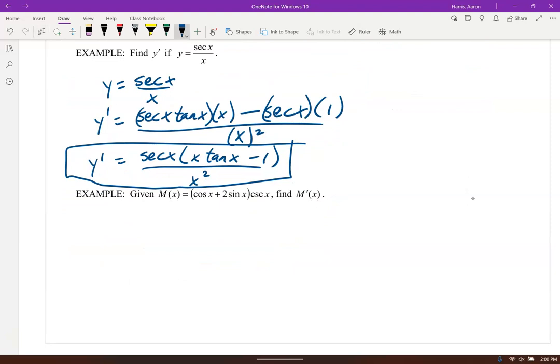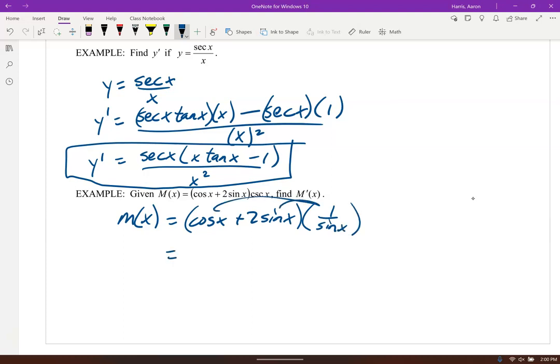This one I would actually simplify a little bit before I did it. I have cosine plus 2 sine, but it's being multiplied. So I have sines and cosines, but the cosecant's 1 over sine. So why don't I go ahead and distribute that through? So I have cosine over sine. Well, that's cotangent. And then 2 sine over sine.